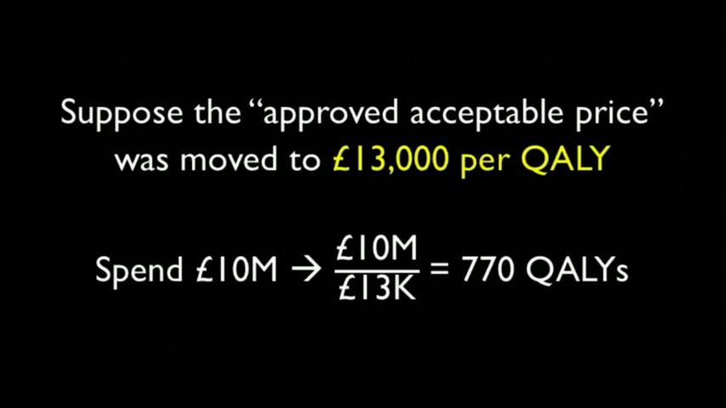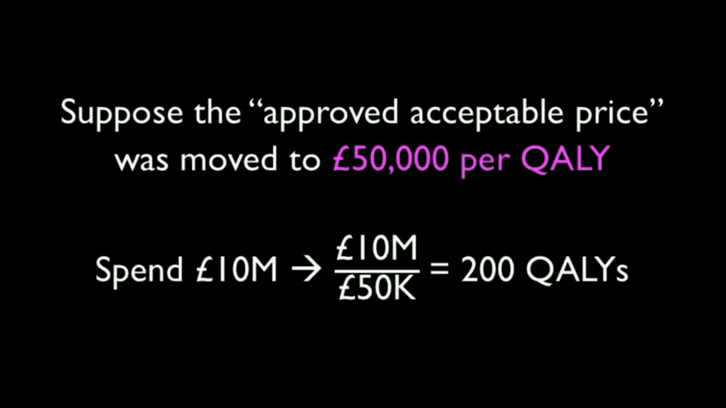The argument that's typically made by people who are talking about these things is that the reverse should be true. The typical argument is that the UK is too stingy in terms of the drugs that they cover, and that the UK should be more generous and provide their citizens with expensive drugs. So let's engage that thought. Let's say that the UK raises their threshold for what price they're willing to pay for an additional QALY to £50,000. So suppose the approved acceptable price is moved up to £50,000 per quality adjusted life year.